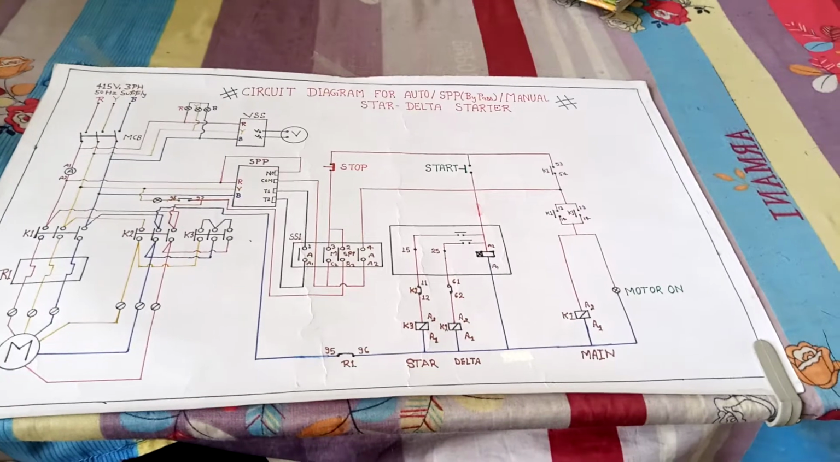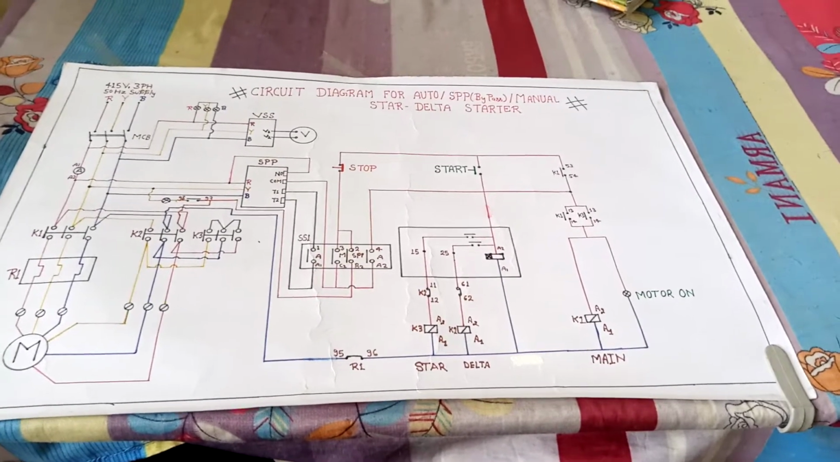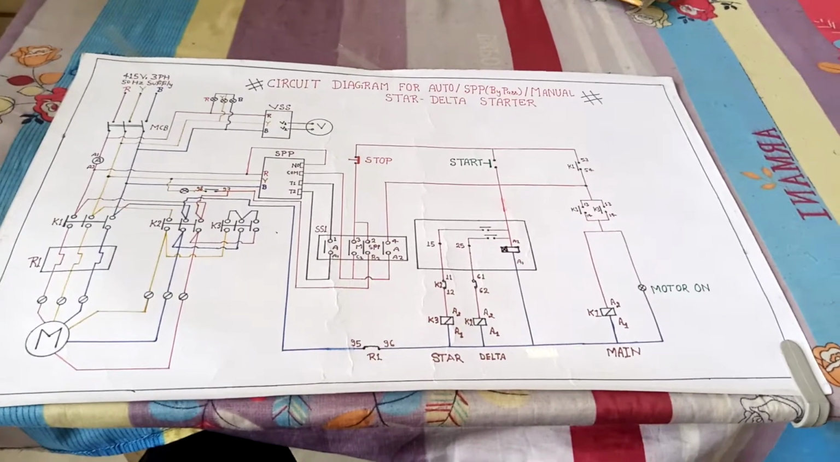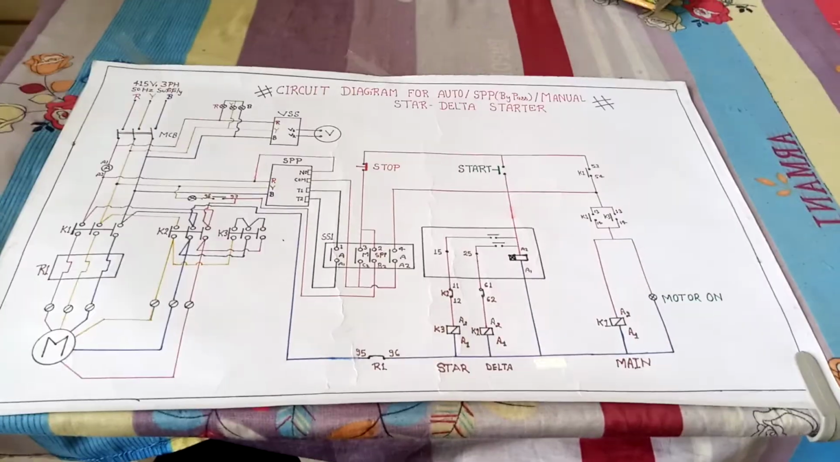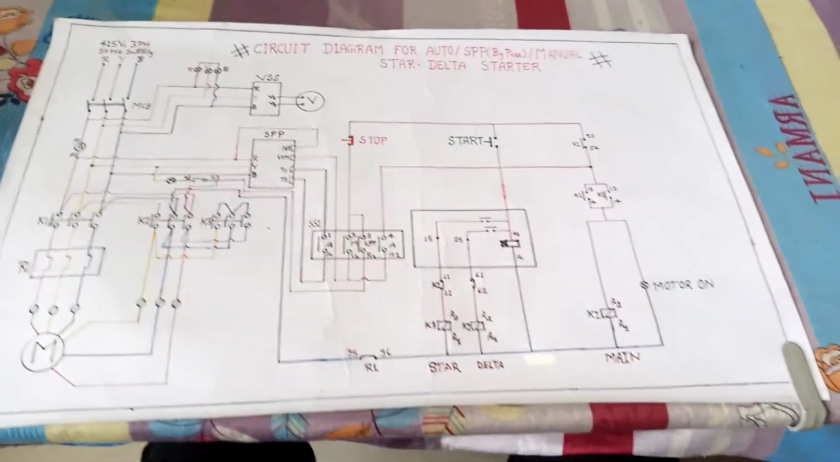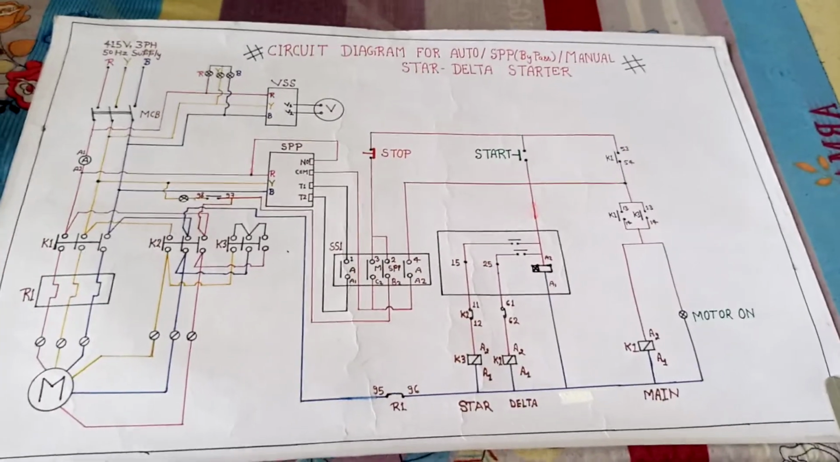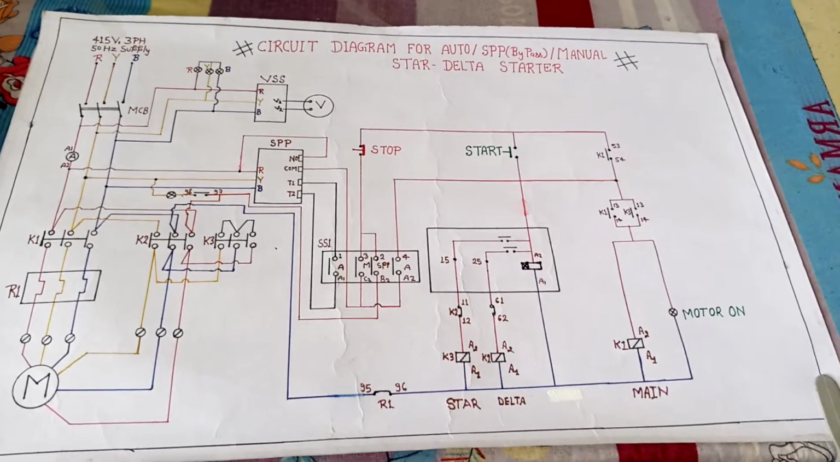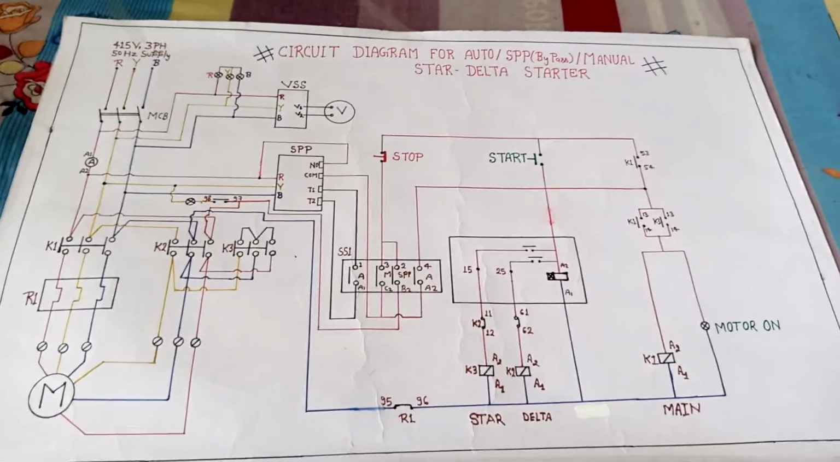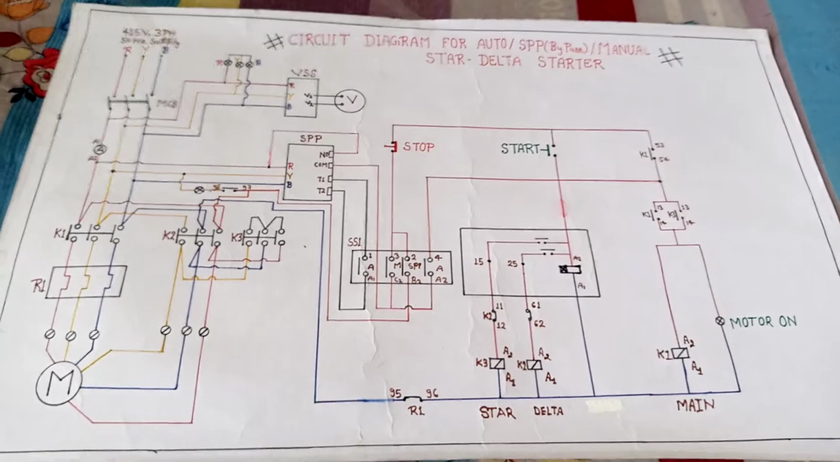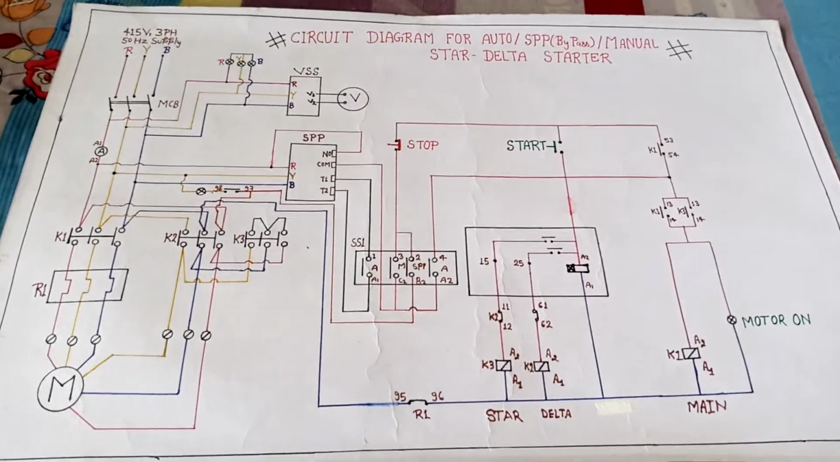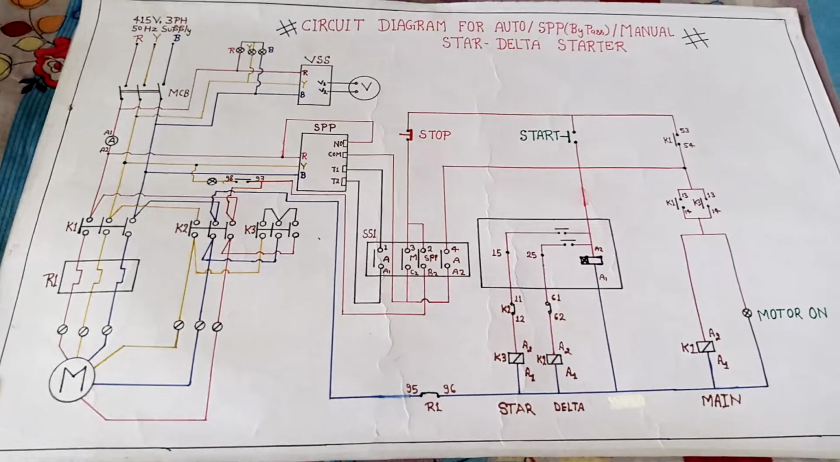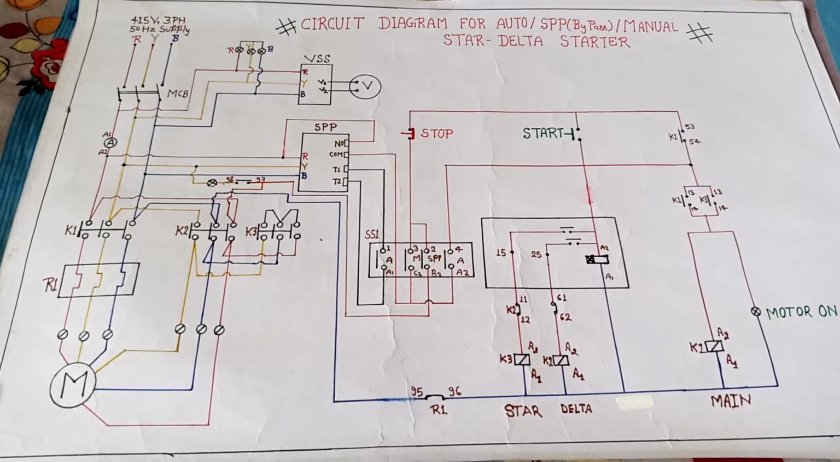Today I will discuss the star delta starter circuit diagram. You can see this is an automatic star delta circuit diagram. First of all, I want to tell which part of the circuit represents which equipment.